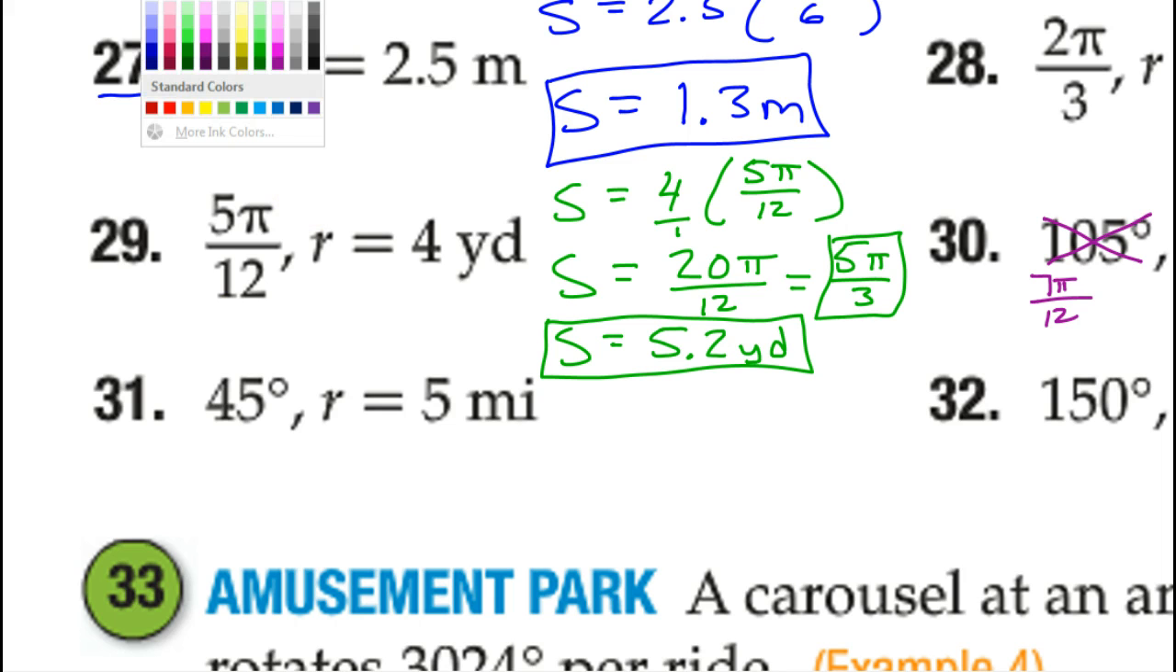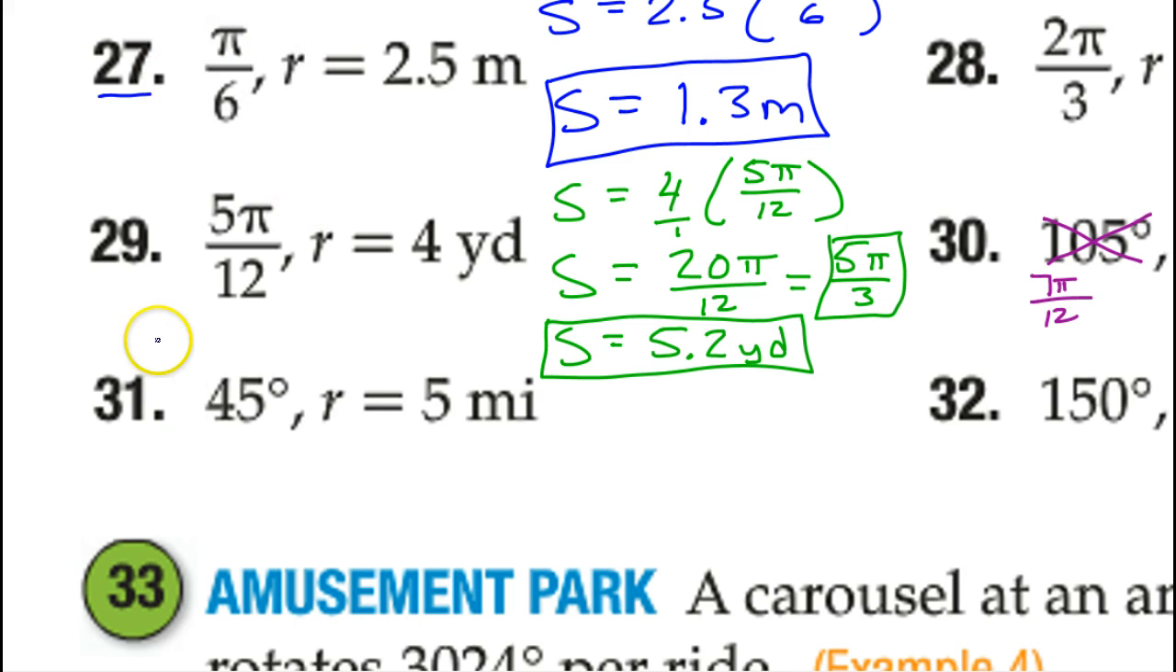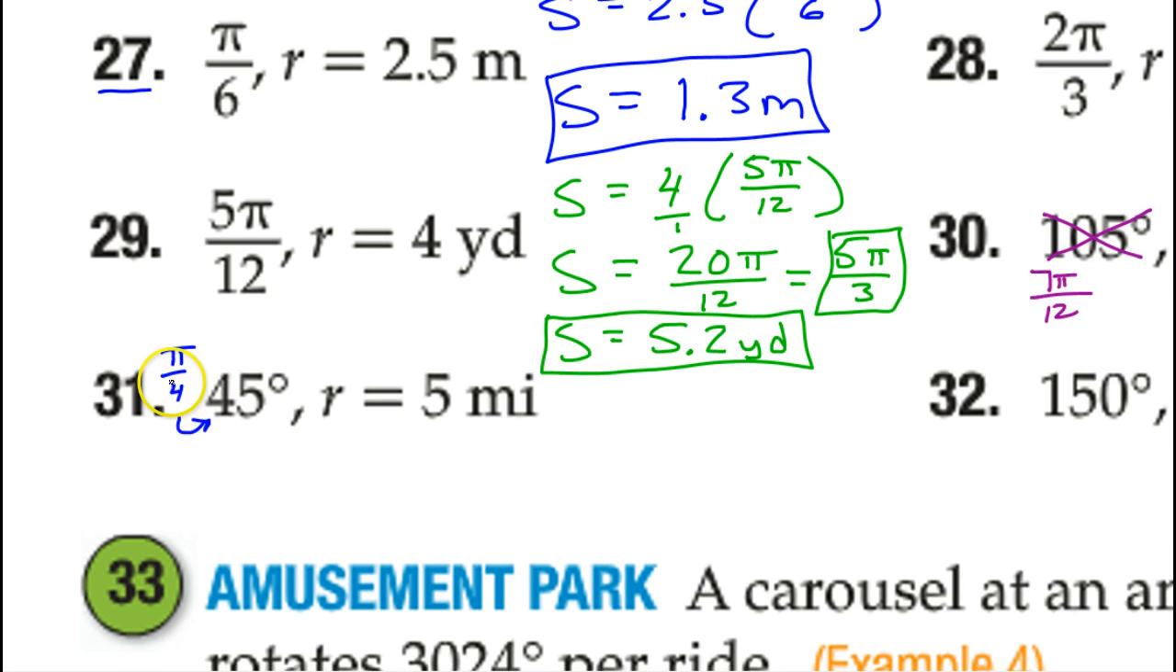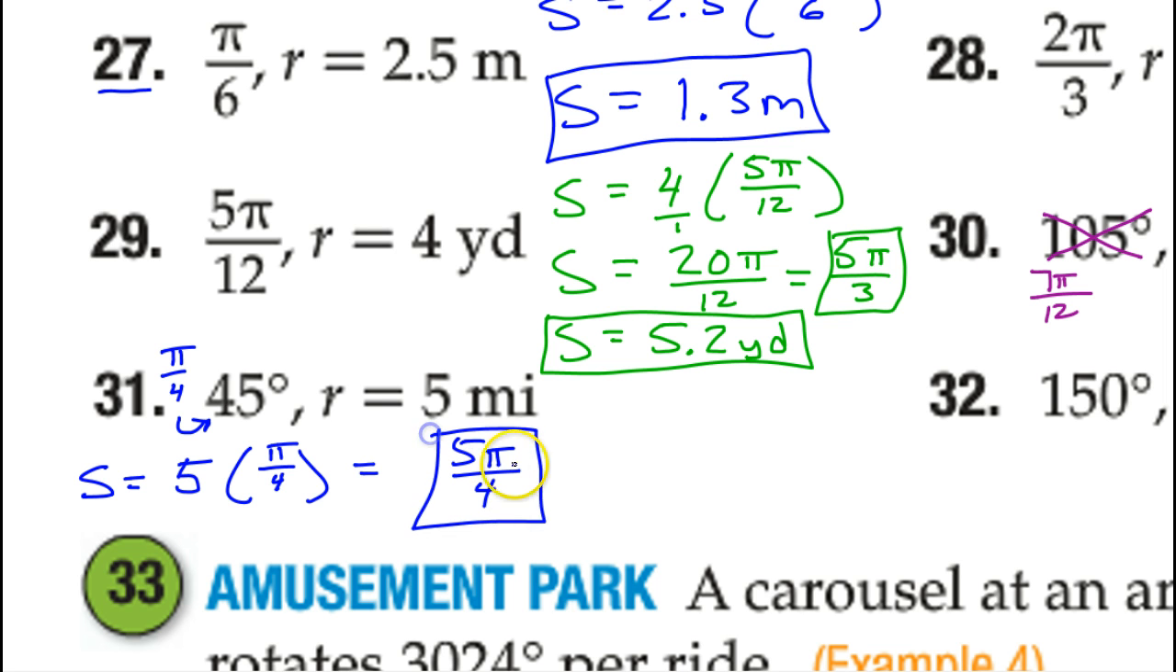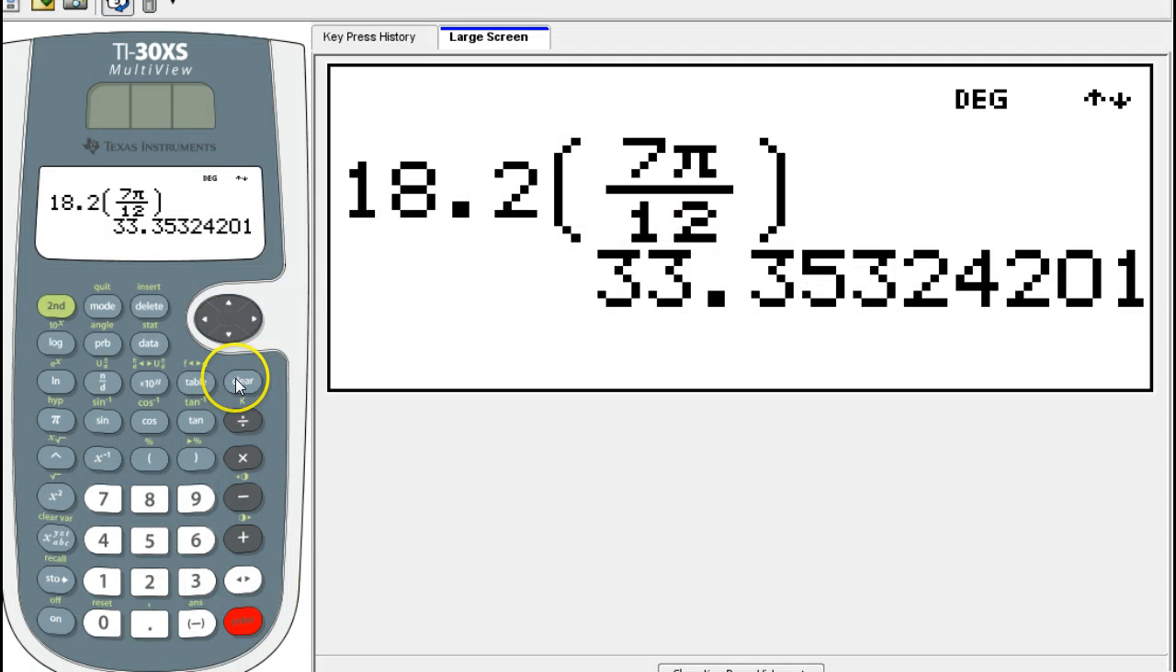45 degrees turned out to be pi over 4. Alright, so we have to use the pi over 4 when we do this problem. So the arc is going to equal the radius of 5 times the angle of pi over 4. Okay, so really that's 5 pi over 4. So if I needed an exact answer, by the way, exact, this would be it. But since we want the nearest tenth, that means calculator.